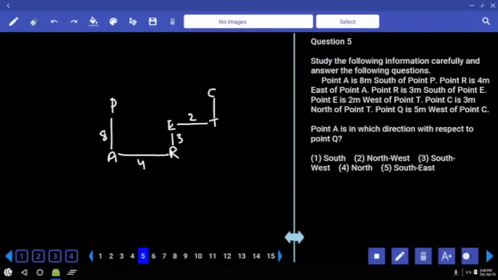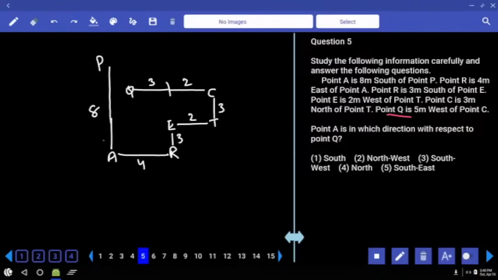Now C is somewhere here. The distance is how much? 3 meters. C is 3 meters to the north of T. And next P is how many meters? 8 meters. Then C is 3 meters to the north of T. Q is 5 meters to the west of C. And 5 meters means this is 2. And how much more is left over here? 3 more. And 2 plus 3, what is this one? Q. And Q is 5 meters.